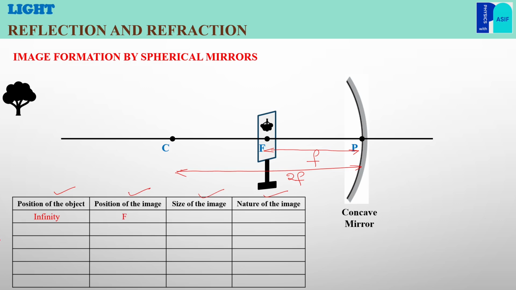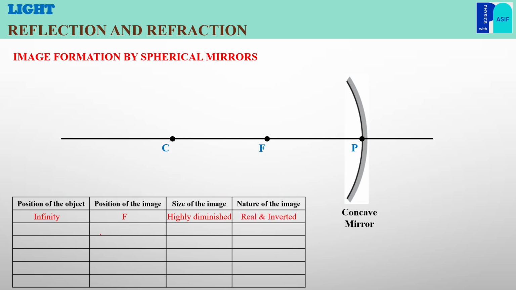The size of the image, when compared to that of the object, is very small, therefore it is highly diminished. And the nature of the image must be real because the image is caught on the screen, and it is inverted, therefore it is real and inverted.